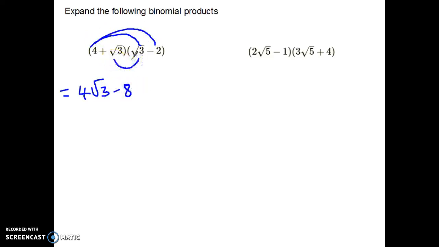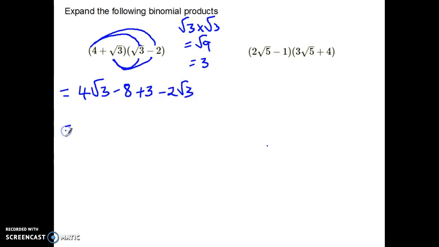Root 3 by root 3 is just a 3, because root 3 times another root 3, going the long way around, is root 9, and we know that the square root of 9 is then 3. Whenever you multiply a surd by itself, when we square a surd, it ends up just being the number that was under the square root in the first place. And then we have root 3 by minus 2, which is minus 2 root 3.